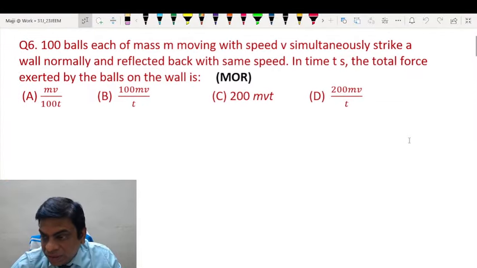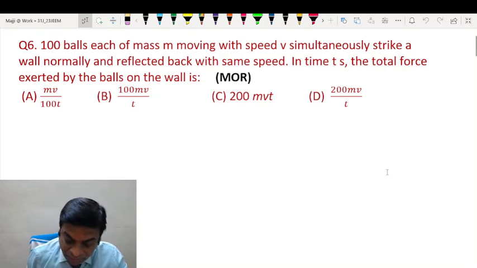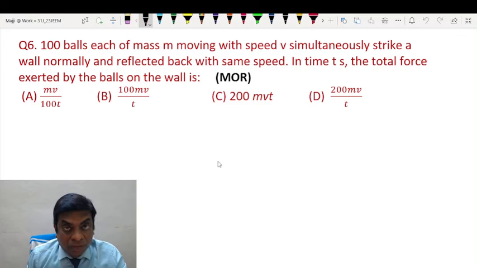Coming to question number 6, as you can see, 100 balls each of mass m and moving with speed v simultaneously strike a wall normally and get reflected back with the same speed. So in time t seconds, what is the total force exerted by the balls on the wall? This question is based on Newton's second law. Newton's second law states that the rate of change of momentum will be proportional to the force applied.